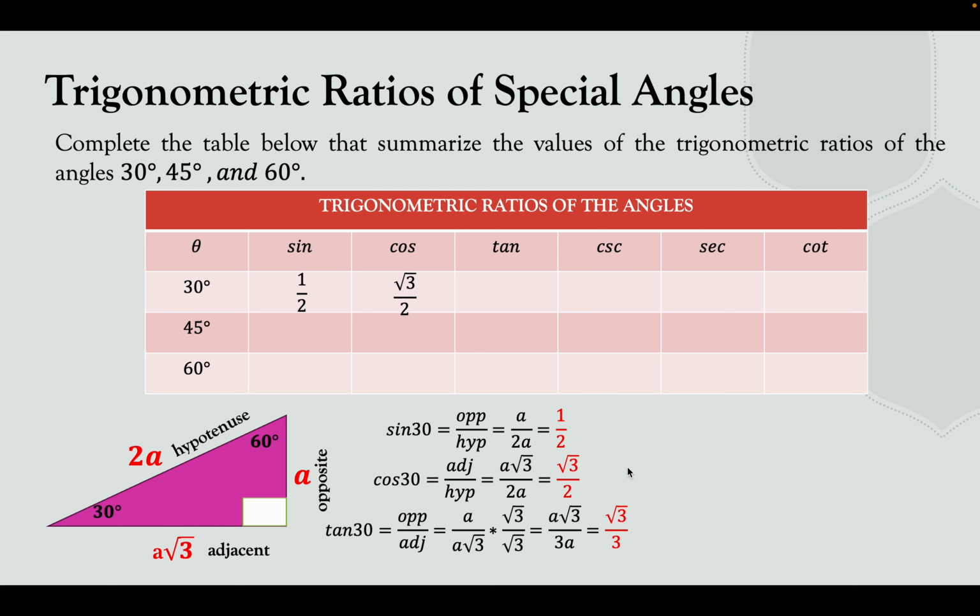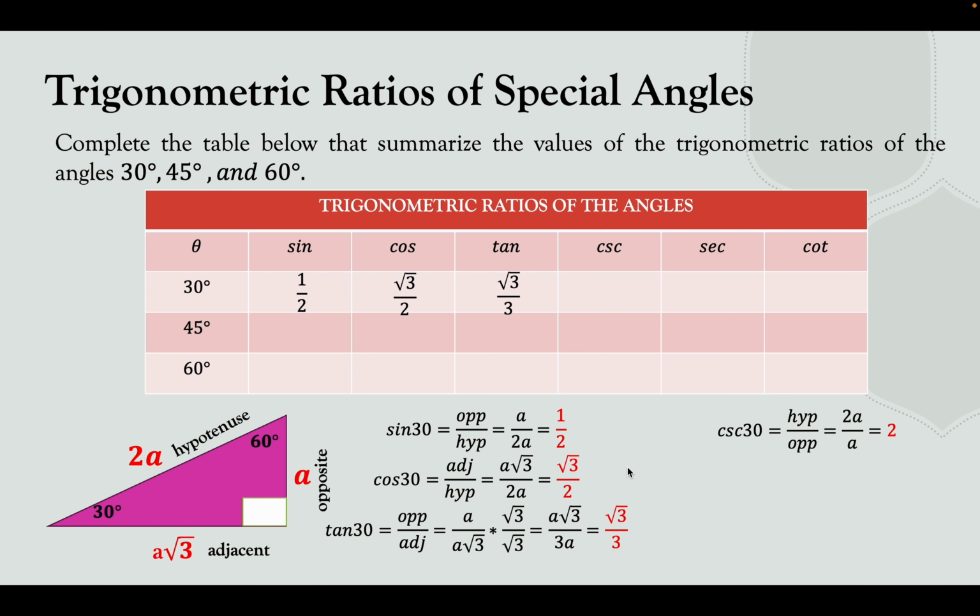Next, we have tan 30. We have opposite over adjacent, so we have a as our opposite and the adjacent is a square root of 3. Since we have a radical in the denominator, we will use rationalization. Multiply both numerator and denominator by square root of 3. a times square root of 3 is a square root of 3, and square root of 3 times square root of 3 is square root of 9. What is square root of 9? That is 3, so you have 3a. You can eliminate the a in the numerator and denominator, so you have square root of 3 over 3 as your tan 30 degrees. Next, cosecant 30 degrees.